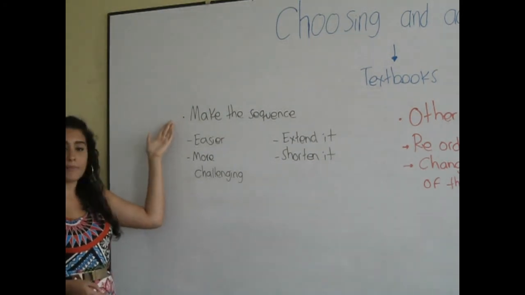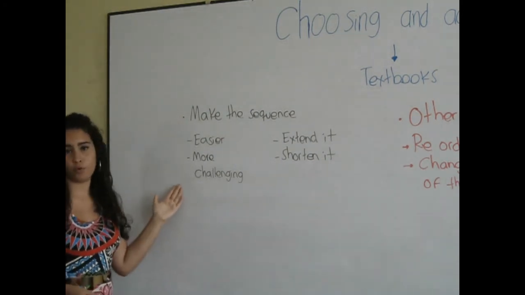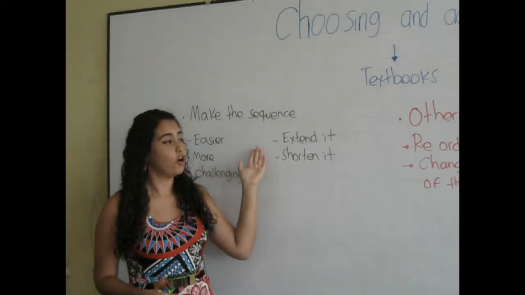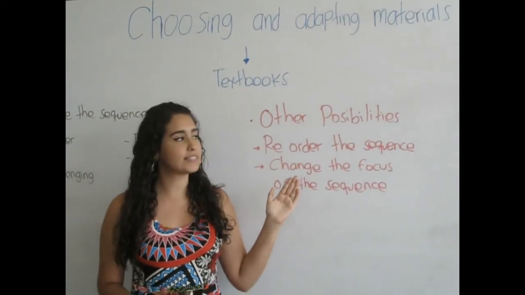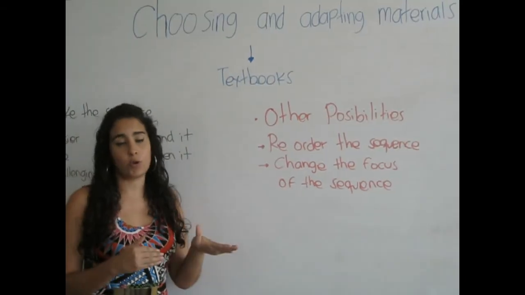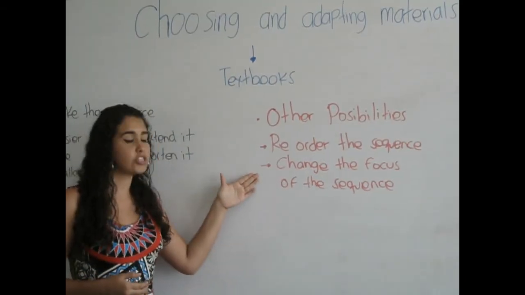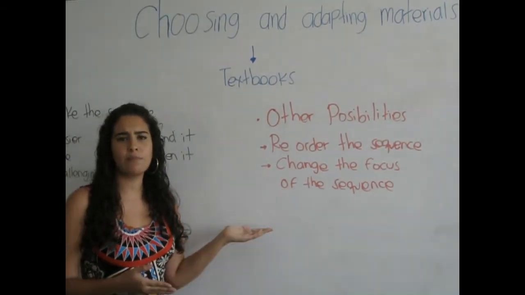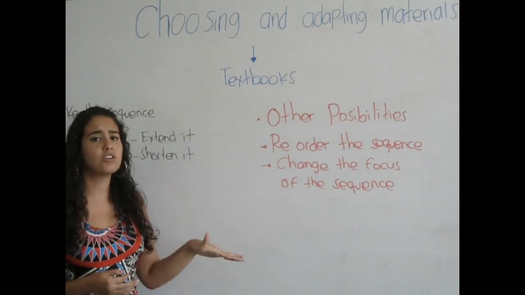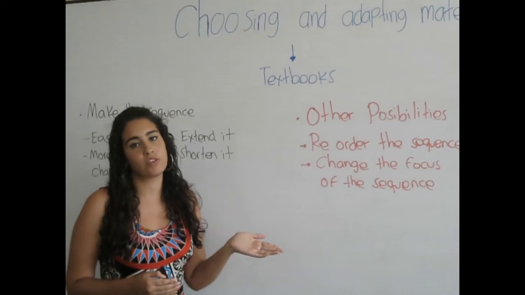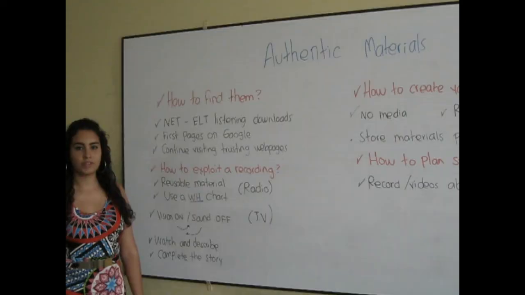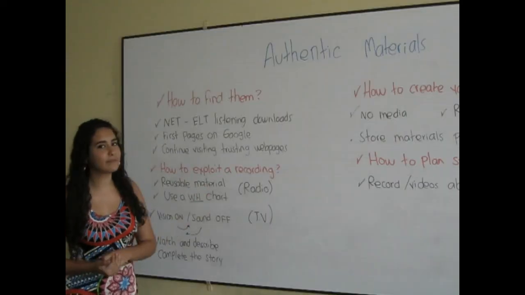So, for example, make the sequence easier, more challenging, extended, or shorter. On the other hand, we have other possibilities, such as reorder the sequence of the textbook or change the focus of the sequence. For example, if the textbook is focused on grammar, we can change that focus and just do it with vocabulary. Now, let's go with authentic materials.